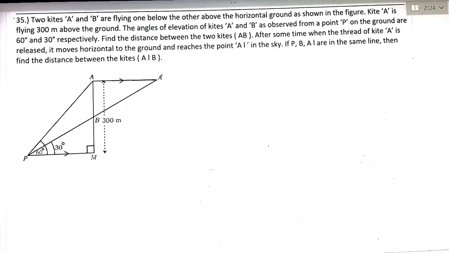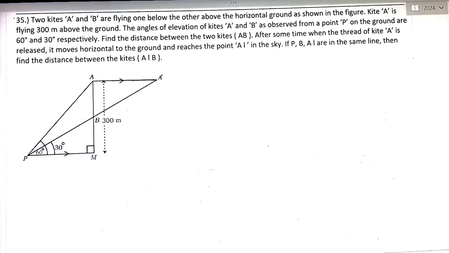Okay, 35th question. Two kites A and B are flying one below the other above the horizontal ground as shown in the figure. Kite A is flying 300 meters above the ground. The angles of elevation of kites A and B as observed from the point P on the ground are 60 degrees and 30 degrees respectively. So find the distance between the two kites A and B. That is the first question.